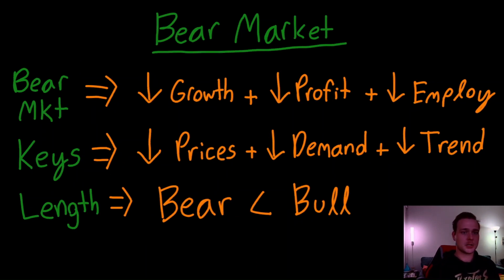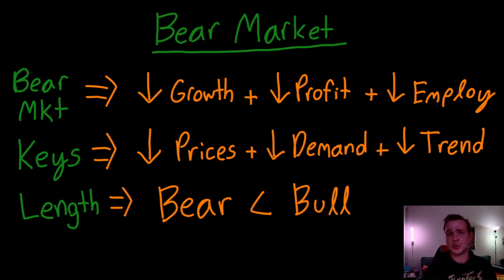Now, bear markets are typically characterized by slowing economic growth, decreasing corporate profits, and rising unemployment. And the keys to a bear market are decreasing prices. On the other hand, it's going to be marked by falling prices and pessimism among investors. There's also going to be decreased demand.